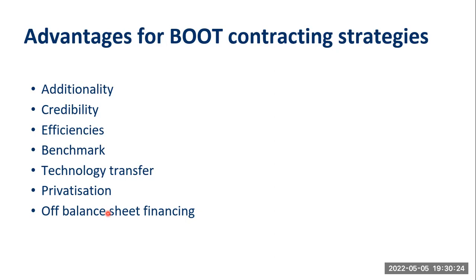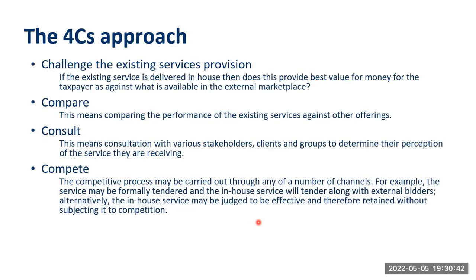Then you have off balance sheet financing. It helps because it means that you, the company, are not responsible for looking for money, so it will not be on your balance sheet as financing. Someone will just do it with their money, and then you will enjoy it later when they transfer it back to you. Then we have the 4Cs approach in building new things or acquiring new things in the BOT system.